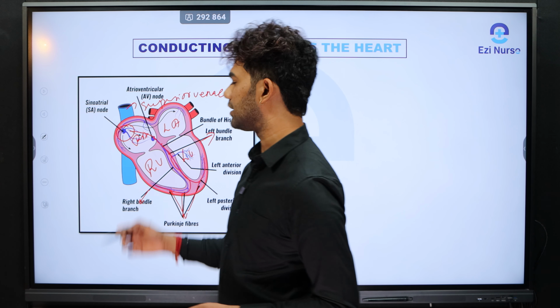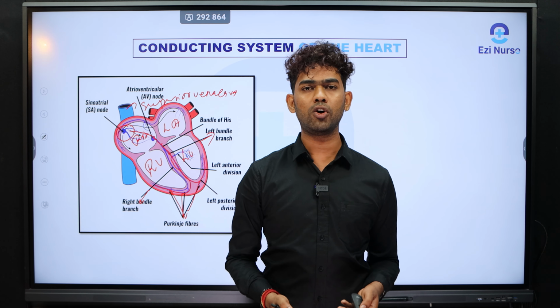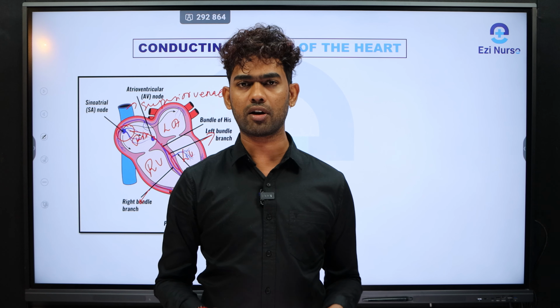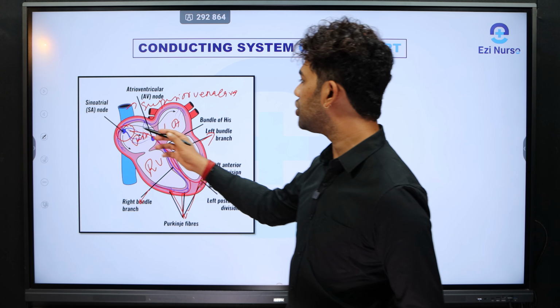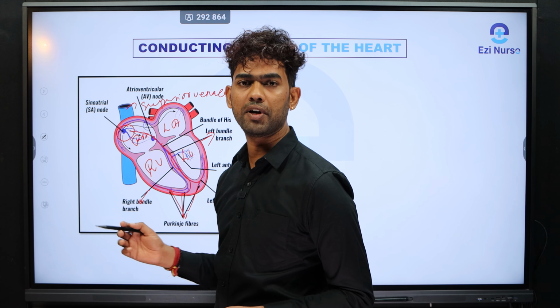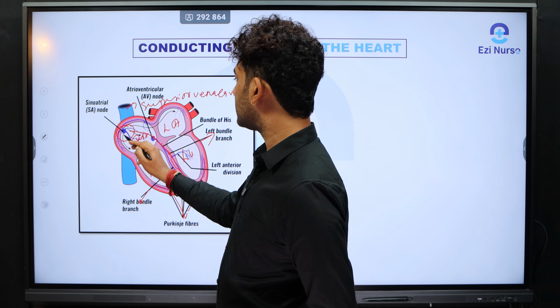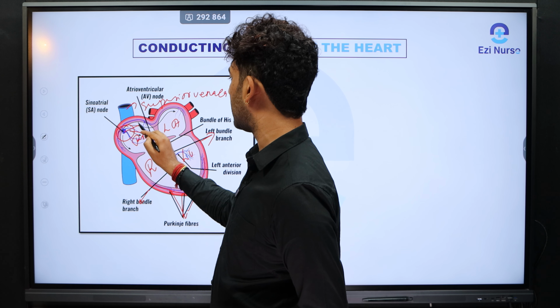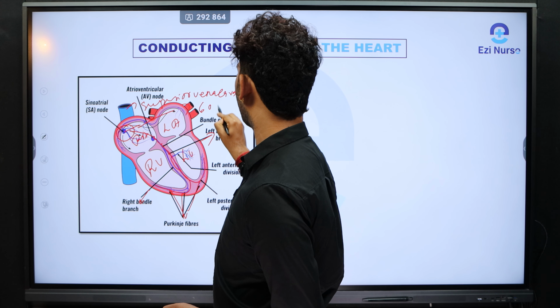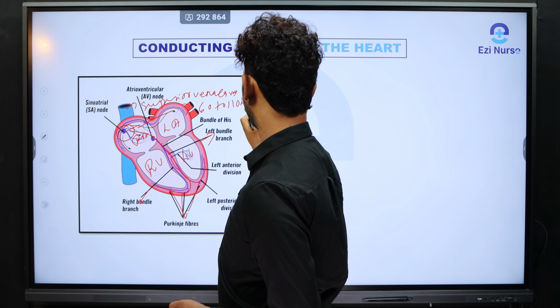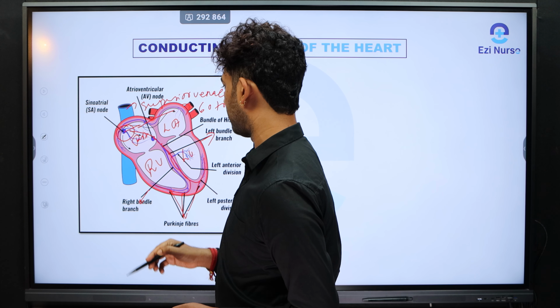The first is the SA node. We can call the SA node the natural pacemaker of the heart. The heart initiates the electrical activity from the SA node, and the SA node produces 60 to 110 beats per minute.